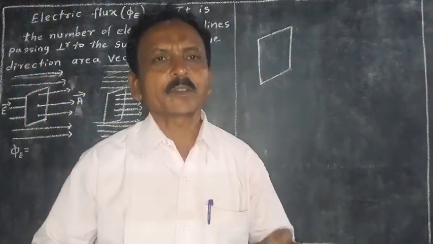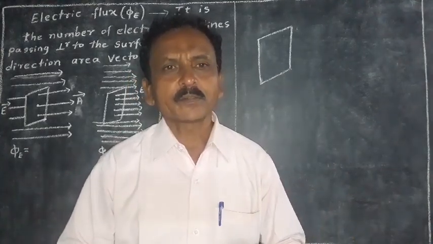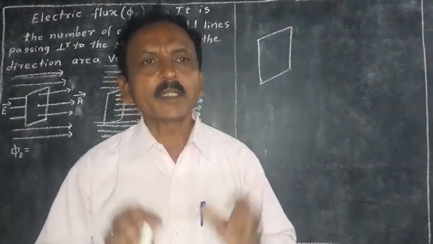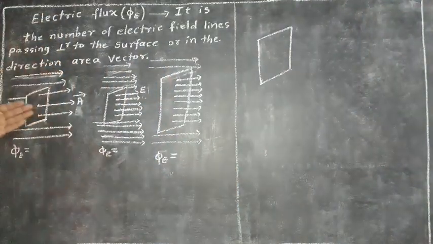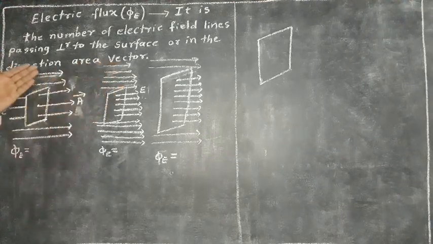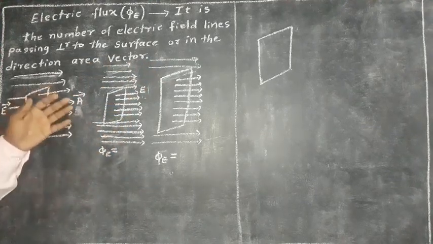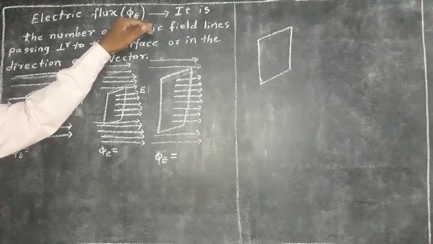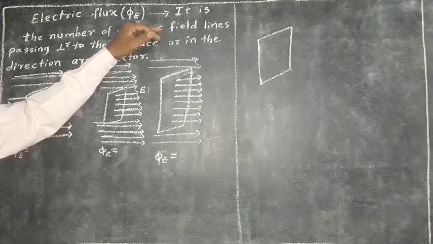Patil. Today we shall discuss an important quantity, electric flux, and Gauss law. Electric flux is the number of electric field lines passing perpendicular to the surface, or in the direction of area vector. The direction of area vector is called electric flux and is denoted by phi E. Phi means flux. Phi is electric flux.